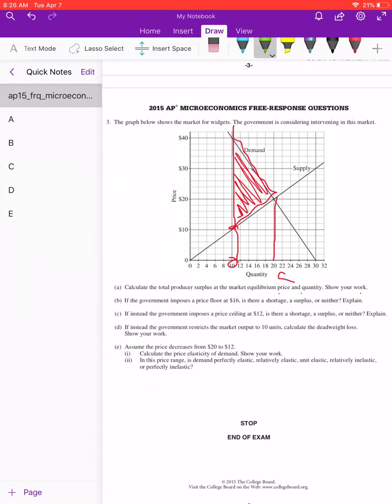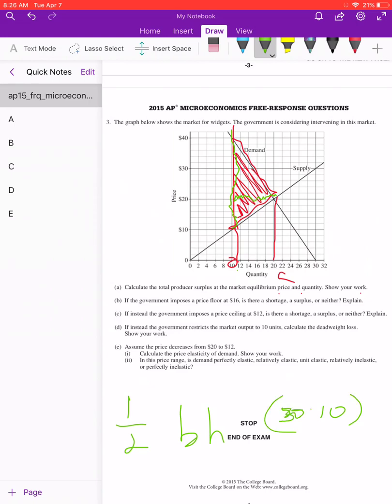Deadweight loss then is a triangle, and of course, yet again, 1/2 of base times height. So in this case, I think our height is going to be this spot here that goes from 10 to 20, so our height is 10. Our base then goes from 10 all the way up to 40, so that is a 30.